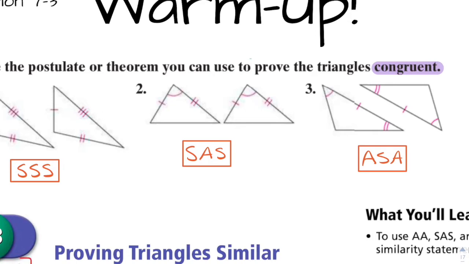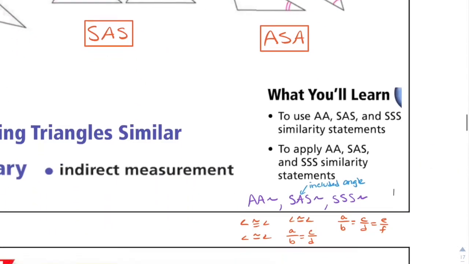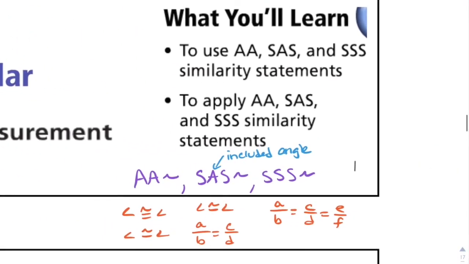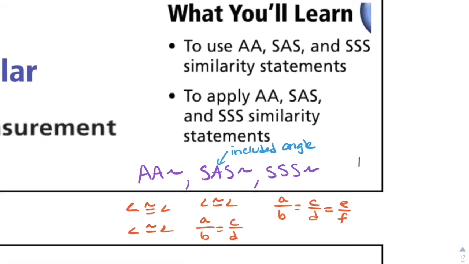Well, for triangle similarity, the same thing happens. We don't need all of the pieces. We only need a couple. And with that, we are able to conclude that they are similar. There's a lot less theorems. There's only 3. The first one is the angle-angle similarity.